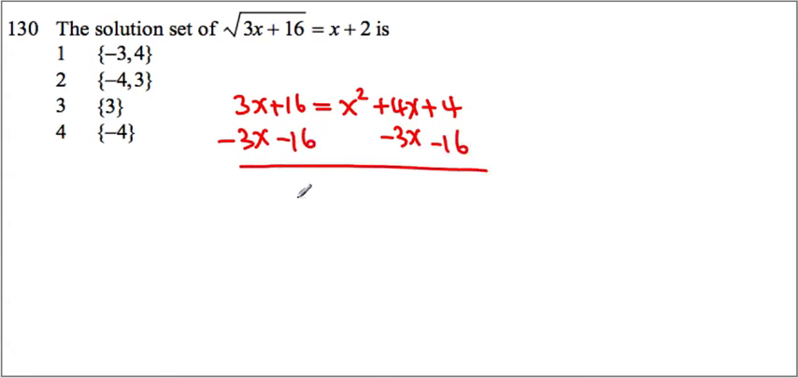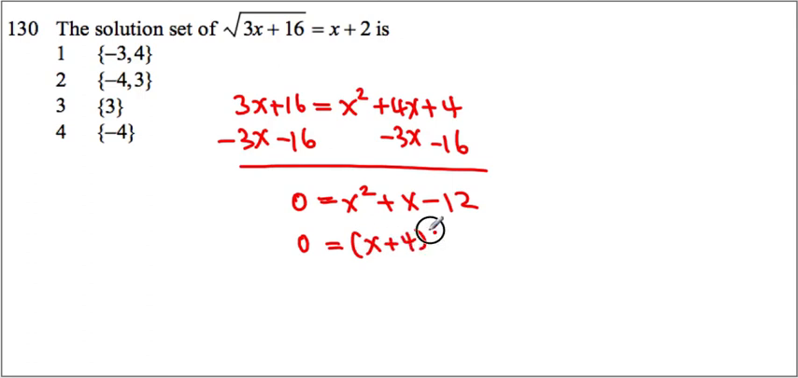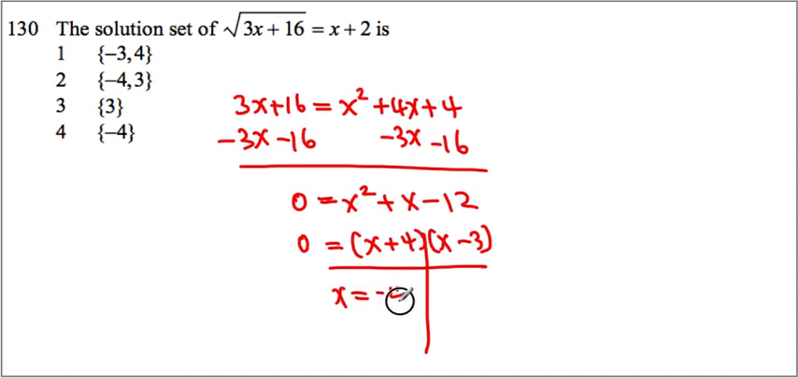Then what do we end up getting? 0 on the left side. On the right side, we'll get x squared plus x minus 12. If you have to factor this one, then 0 will be equal to x plus 4, x minus 3. Once again, in other words, x will be equal to negative 4 from the left side. From the right side, we'll get x equals 3.